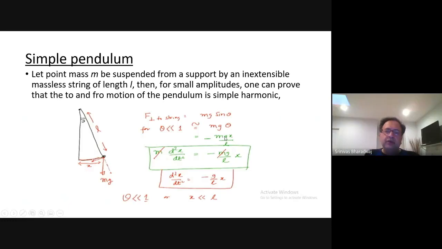Now the force is acting on this ball, and the ball experiences ma always in this direction. So m d square x by dt square is equal to minus mg x over l. Now you cancel out the m, and you have the classical simple harmonic motion: d square x by dt square equals minus g over l times x. So g over l equals omega square.